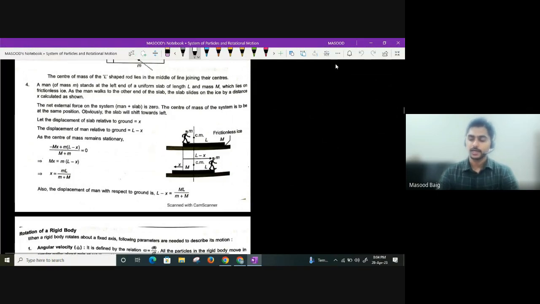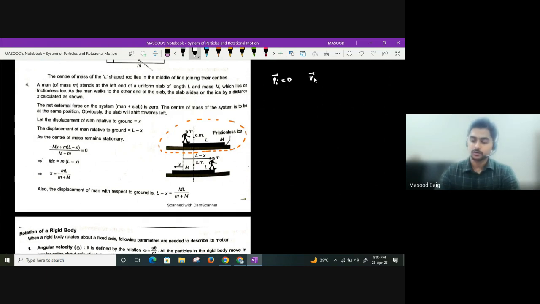It is also called the man-plank system. So initially, the plank is at rest. The man is also at rest. So what is the initial momentum of the system, beta? The initial momentum of the system will be 0. This is entirely one system. This completely is one system, guys. Okay. So initially, momentum is 0. Initially, velocities are also 0.